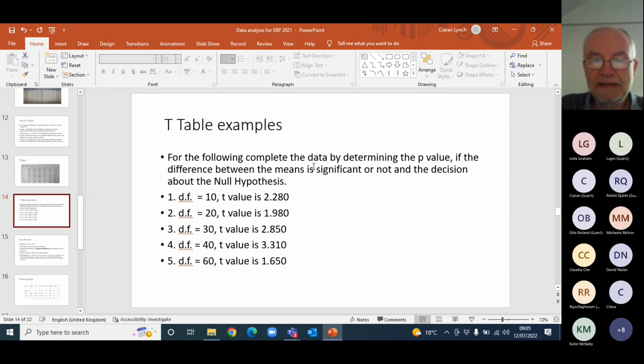For the following, complete the data by determining the p-value, if the difference between the means is significant or not, and the decision about the null hypothesis. So if we start with the first one, what I want you to do is go to your T-table and use the degrees of freedom of 10. Now that would be based on a sample size of 6 and 6, very small in the two sample cohorts. 12 minus 2 would give you degrees of freedom 10. And the t-value is 2.280. So could you quickly determine the p-value, whether the difference is significant or not, and the decision about the null hypothesis? I'll wait 1 minute.